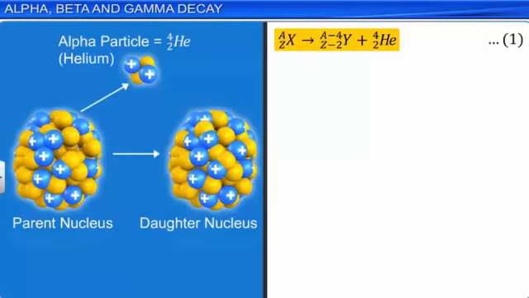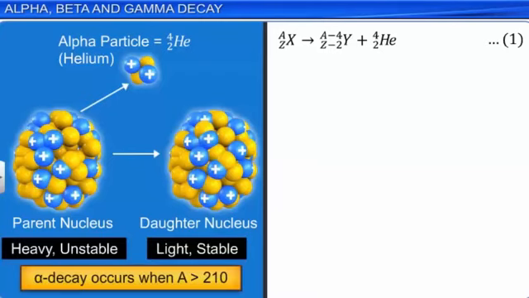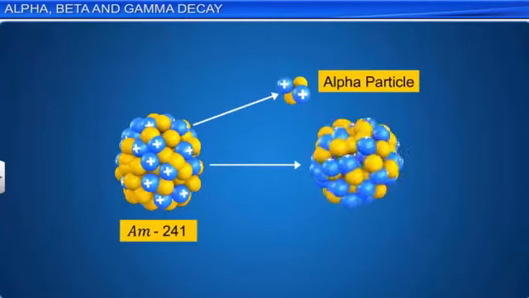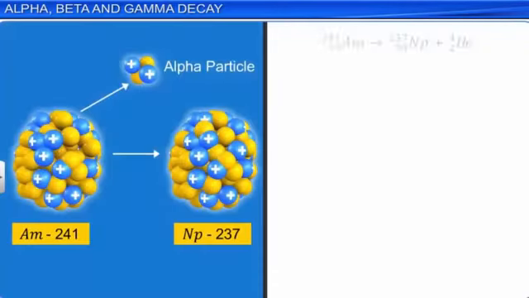The heavy nucleus emits an alpha particle, thereby reduces its mass and hence moves towards stability. Alpha decay occurs in all nuclei with mass number A greater than 210. For example, americium-241 undergoes alpha decay to form neptunium-237. Americium-241 with atomic number 95 emits an alpha particle and decays to neptunium-237 with atomic number 93.